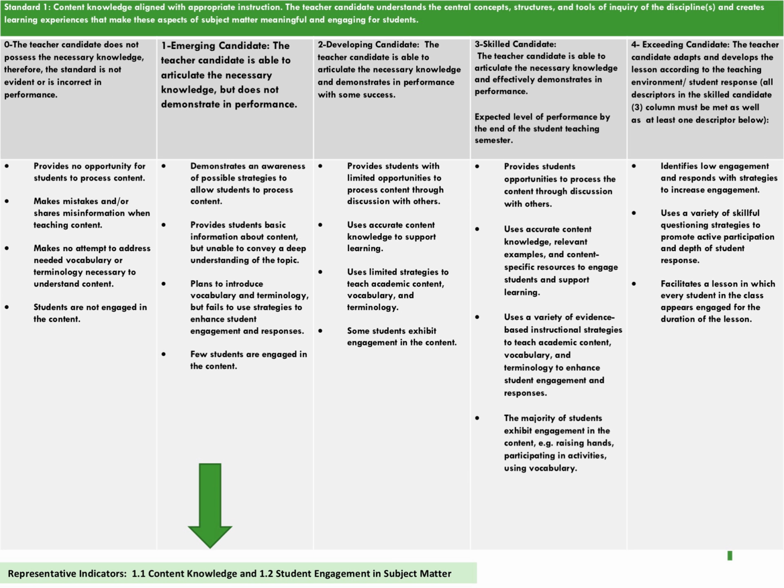This is a screenshot of the MEES Teacher Candidate Assessment rubric. You can see that the overall standard is listed at the top of the document, and the representative indicators are listed at the bottom. EPPs will report out on all 9 standards. Scores from the cooperating teacher and the university supervisor will be submitted.